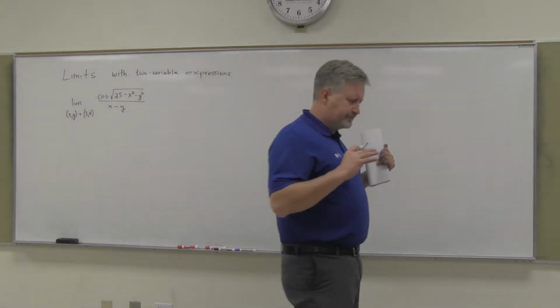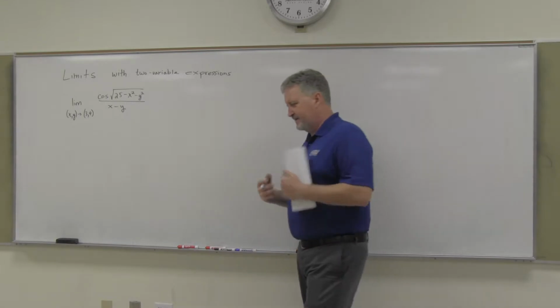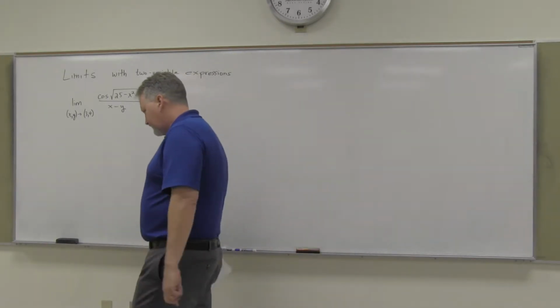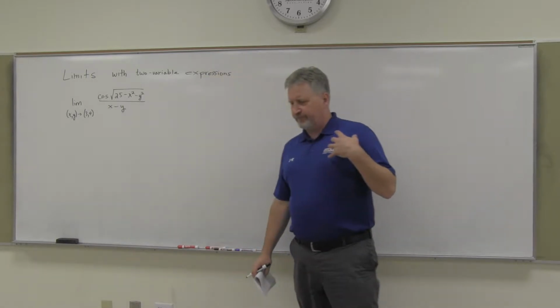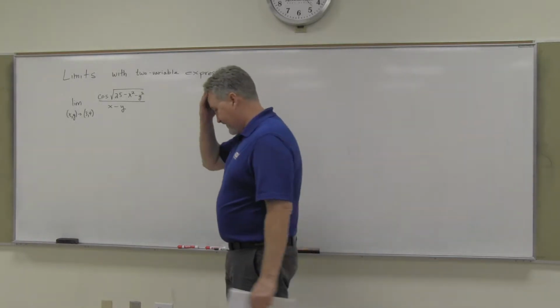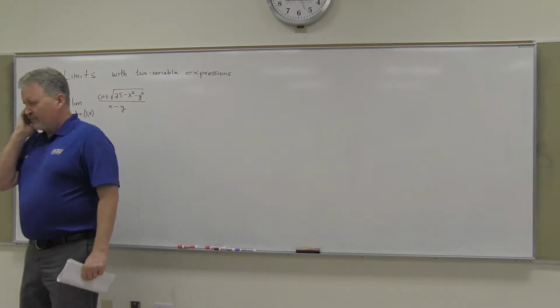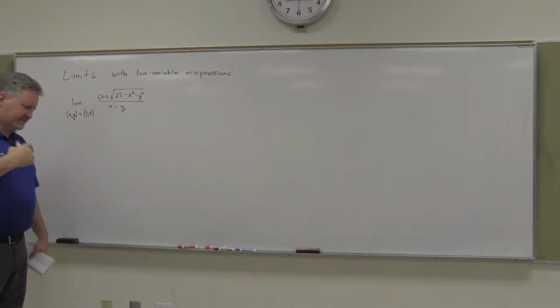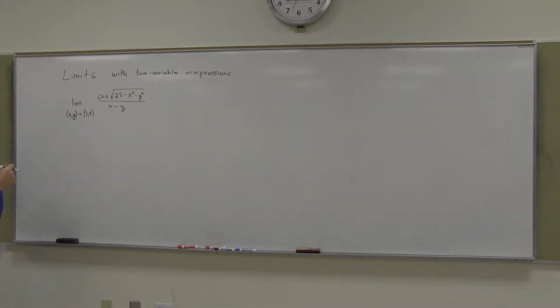Okay, so we talked about limits a little bit once again. It's of course similar to limits when we're just talking about one variable limits, limits of something that is a one variable expression. And of course, it's really nice when we run into one like this because it looks pretty complicated. Limit of cosine of the square root of 25 minus x squared minus y squared over x minus y.